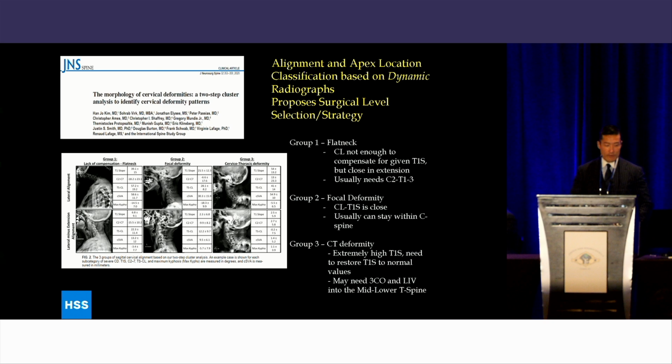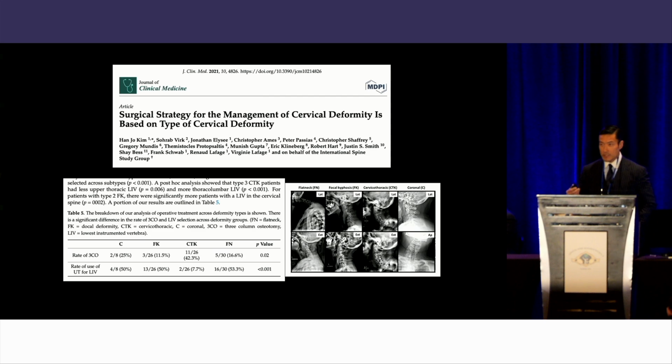Group 2 patients who have focal deformities within the cervical spine, they have normalized C2-7 SVAs, and these operations could usually stay within the cervical spine. Group 3 patients are patients that were shown just before by Dr. Schafferly with cervical thoracic drivers for deformity with high T1 slopes with an elevated cervical lordosis in an attempt to compensate for that elevated T1 slope. But because the T1 slope is so high, their C2-7 SVA is still elevated because it can never get to that point to fully compensate. Those patients need 3-column osteotomies to normalize their T1 slope and to allow them to have a more normal posture.